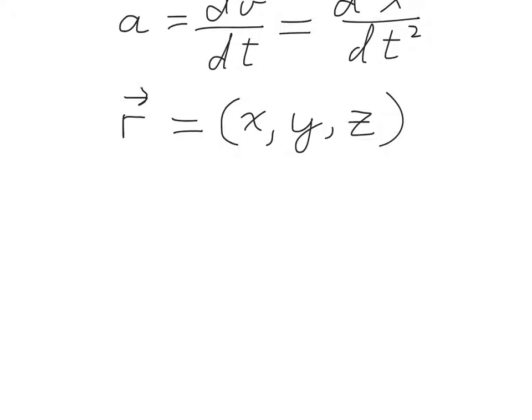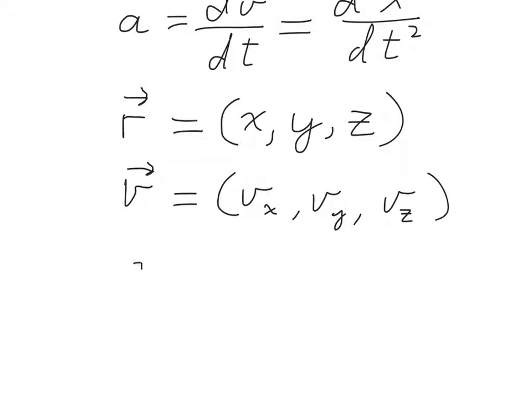Okay. Similarly, velocity. The velocity is also a vector consisting of the time derivatives of the x and y and z components separately. So vx, vy, vz. And similarly, acceleration is also a vector. Acceleration has 3 components, which I indicate a sub x, a sub y, a sub z.